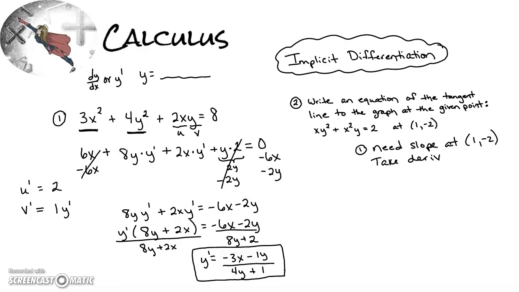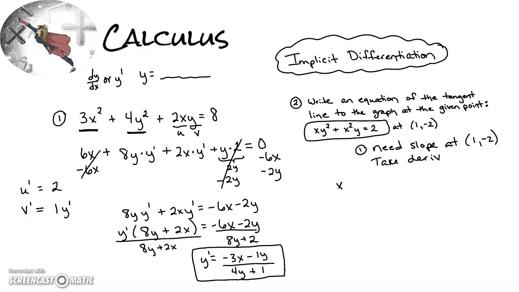And the second thing that we're going to do is, they gave the whole point, (1, -2). So then after we get our slope, we can just write our answer in point slope form. So let's just do number 1, which is taking the derivative. Here's our equation. We're going to use implicit differentiation because the y is all mixed in here.